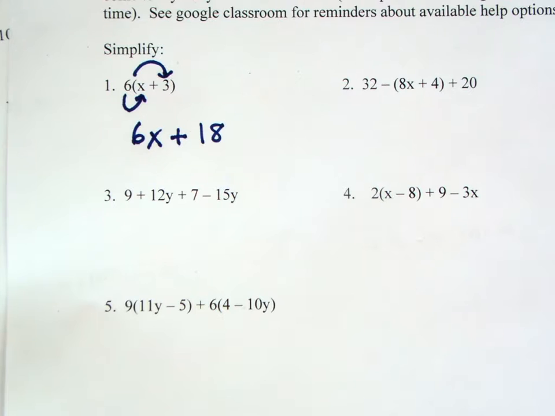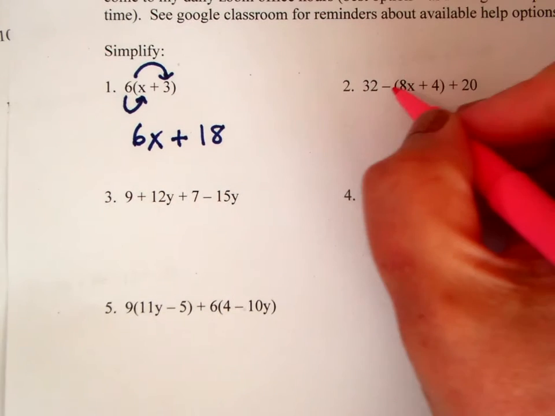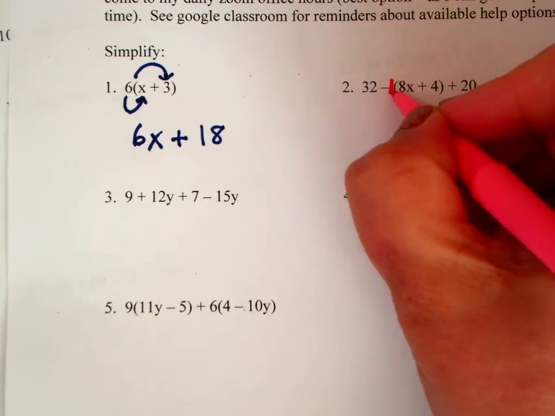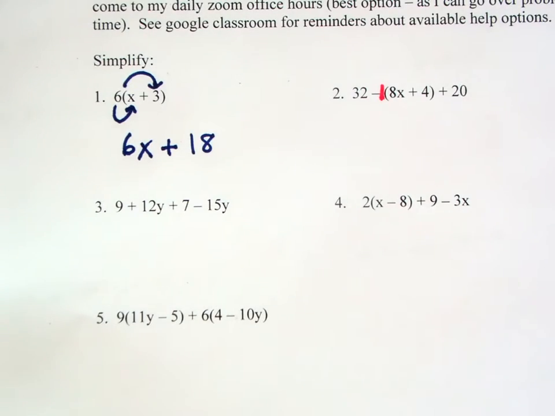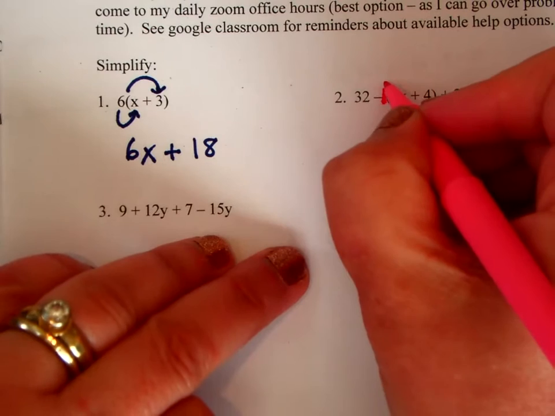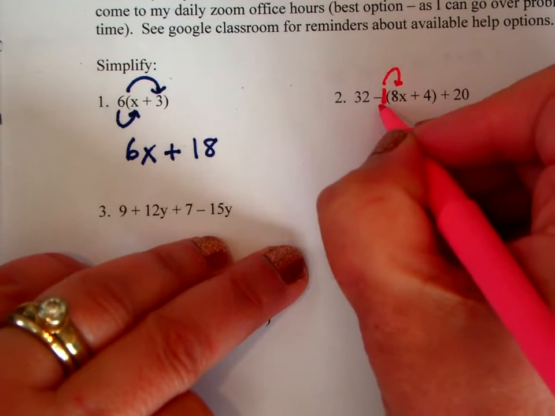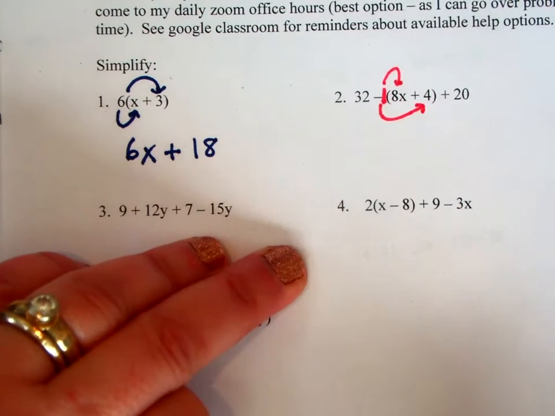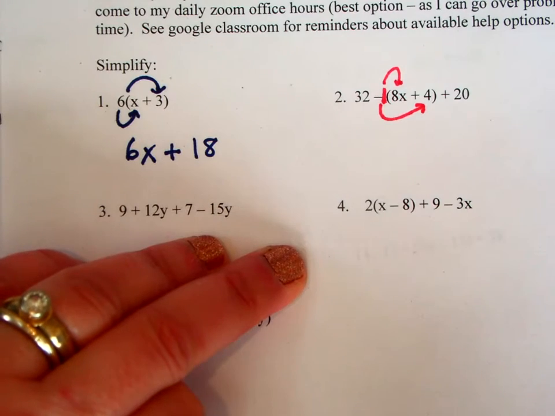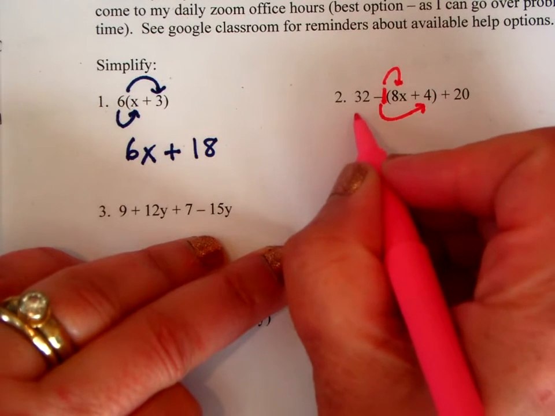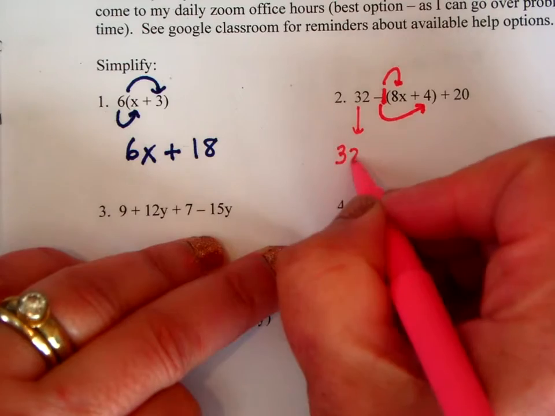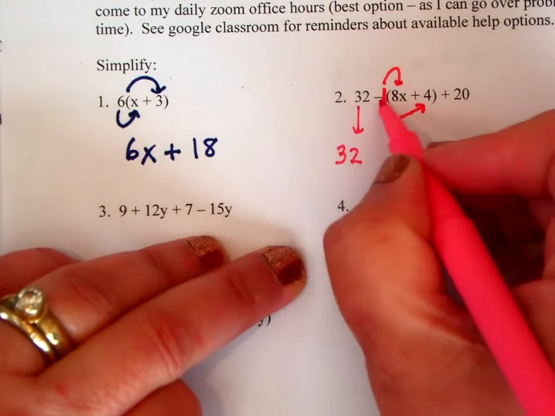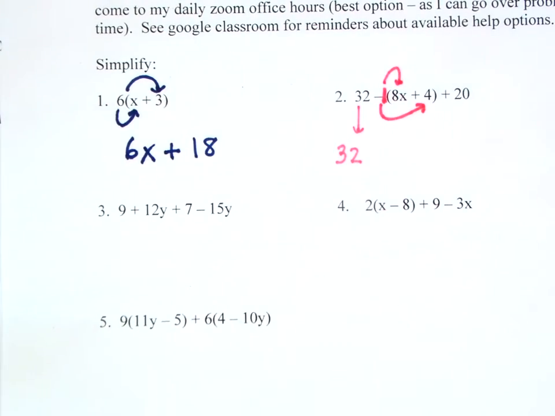Okay, now the second one is a little bit trickier because this is technically a -1 in front of this parentheses here. So the first step is going to be to distribute that -1 across both the 8x and the 4. So I still have this 32, so I'm still going to bring down that 32. And then the -1 times the 8x, and I'm going to do that in a different color to kind of show you the portion that I've done here.